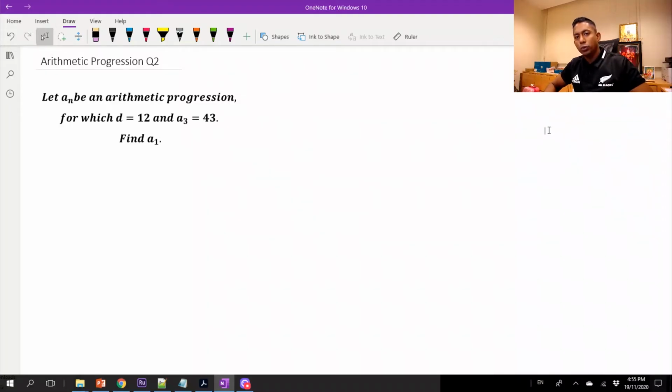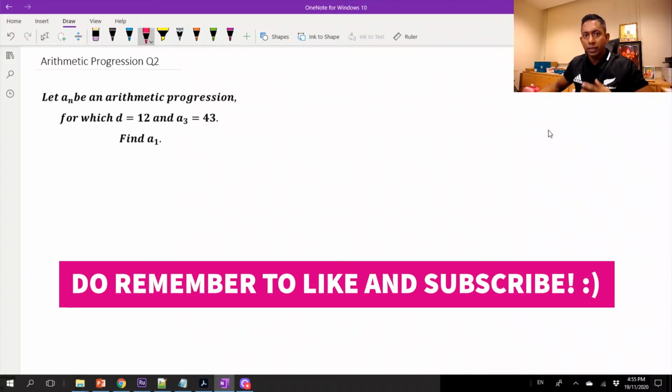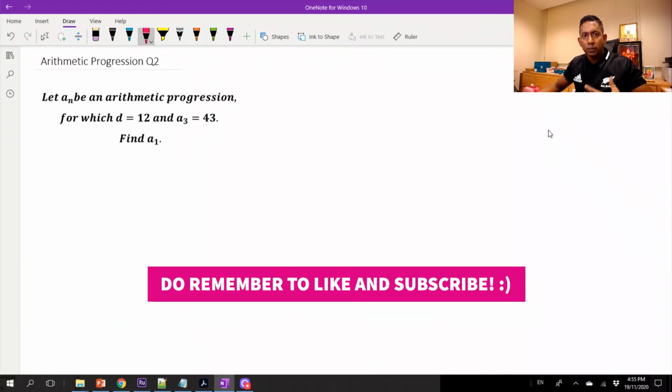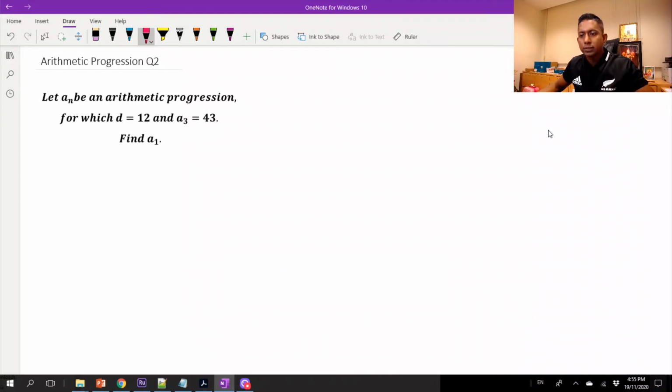Hi, in this question, we are given the value of d, which is the arithmetic difference between the numbers in the arithmetic progression sequence, and we are given a3, that means the third number in the sequence, and we're supposed to find a1. Alright, so to do this, we can directly apply the formula that we have seen in the earlier question. Okay, so what is that formula?